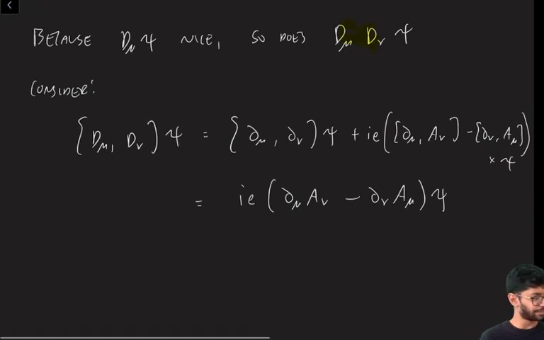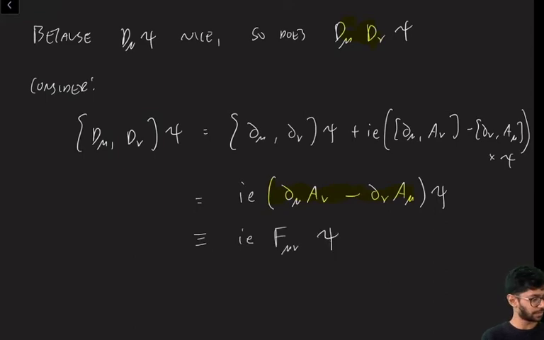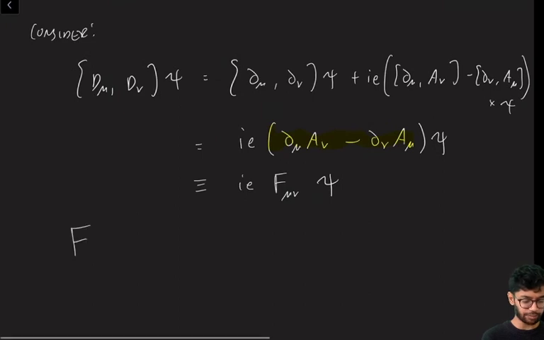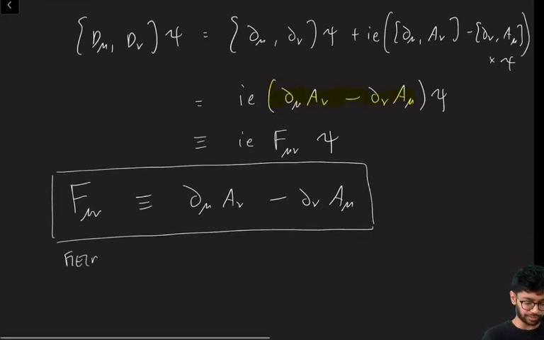So notice that this commutator of derivatives acting on psi is not actually a derivative at all. It's just a number multiplying psi, because this thing here is just a number. Let's call this number i e F mu nu. In other words, I have defined something called F mu nu to be partial mu A nu minus partial nu A mu. This is the definition of the field strength of the gauge field.